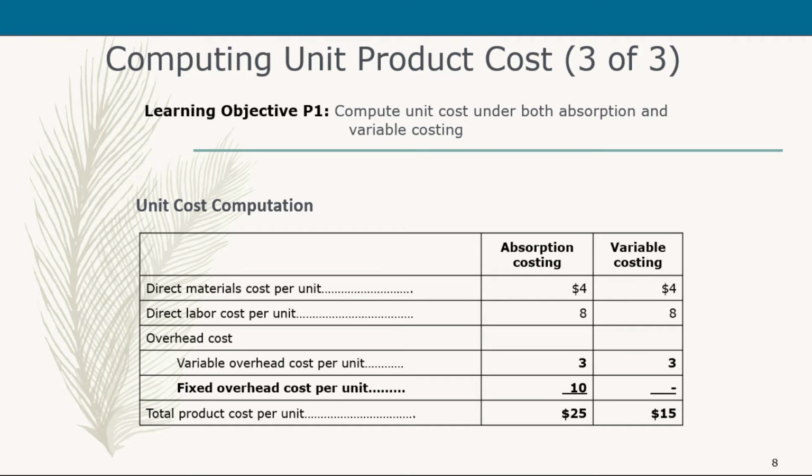While for your variable costing, the same goes as for absorption costing. We included your direct material, your direct labor, and variable overhead, but we excluded the fixed overhead cost per unit of $10, giving us the total product cost per unit of $15. Okay? So there's a difference of $10. The difference of $10 pertains to your fixed overhead cost per unit that is not included in the variable costing. So where will it go? It will go to your period cost. Okay?